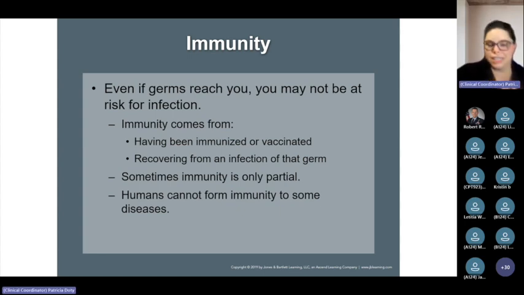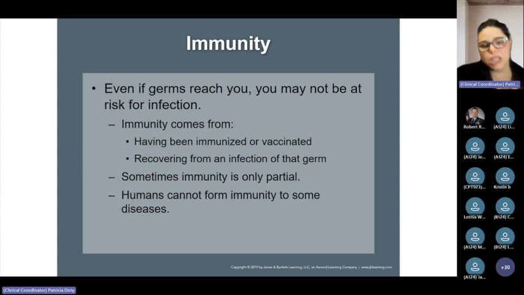Of course, immunizations and vaccines, and recovering from an infection of that germ itself. And sometimes immunity is only partial. So the case of, and this is not to get political, I do not care one way or the other, but you have one side that says vaccines for COVID work 100%. Other people say, no, there are breakthroughs. We know there are breakthroughs, but there are people that still religiously go and get their booster shots. And they have been hit with COVID at the same time as other people who don't have booster shots. And the people that don't get the booster shots are much sicker. So that's when we're talking about that immunity is only partial type thing.